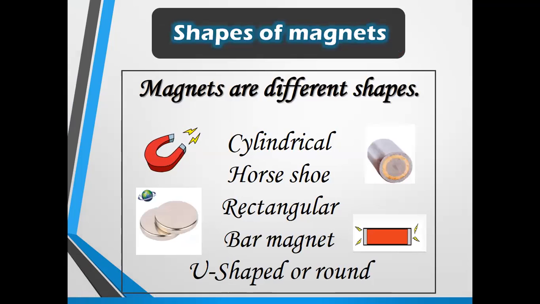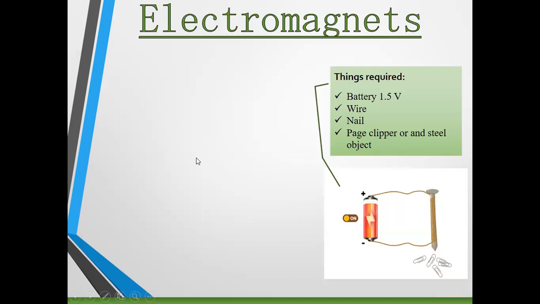Then we discuss the shapes of the magnet. Different shapes of magnets are available here. These are all man-made magnets. We are talking about the shape of magnets, all made by the hand of man. So we find them in cylindrical shapes, horseshoe type, rectangular, bar magnet, U-shaped or round magnets. So these are the available shapes of magnets.